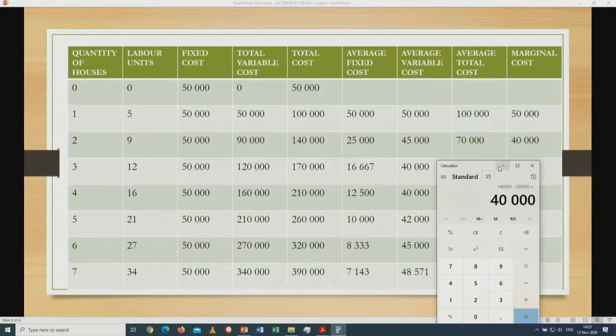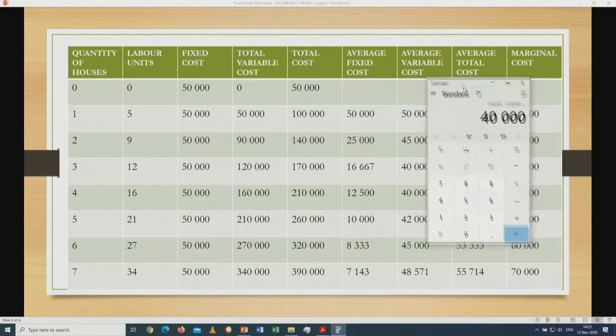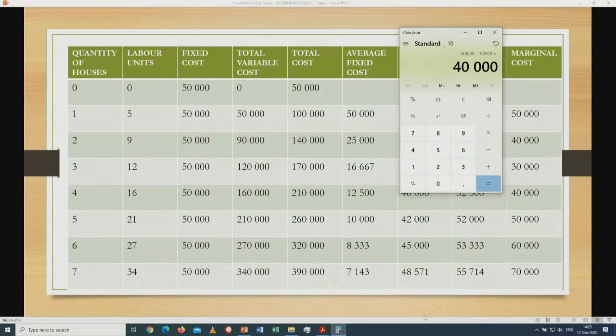Maybe I should take one more example. Let's take one more example, just not following them in sequence. Let us just take maybe number 4. Right, if we do number 4 here, how many labor units do we have? We have 16 units of labor. And how many houses are being built? 4 houses. And when we have the 4 houses, how much do we have to pay whether we like it or not? That is the 50,000.